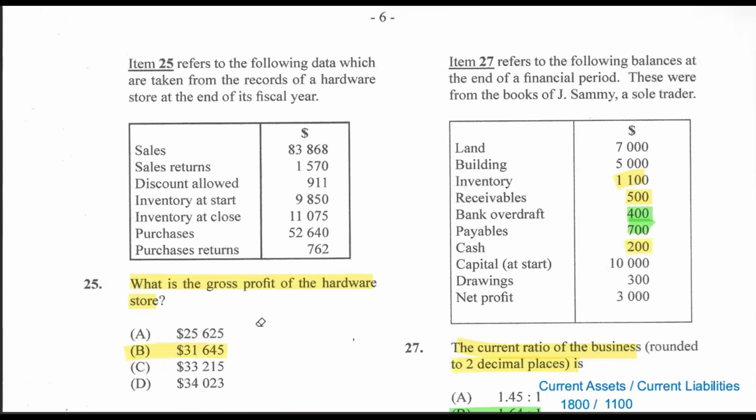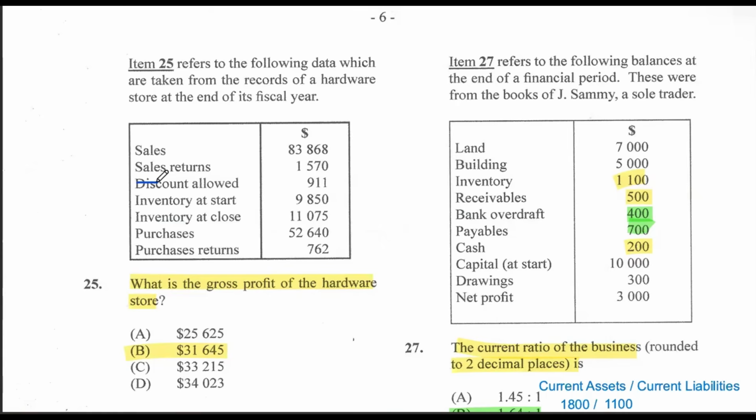Coming up to question 25. What is the gross profit of the hardware store? Now, this is probably the longest question in this paper in terms of calculations. Item 25 refers to the following data, which are taken from the records of a hardware store at the end of the financial year. We have sales, sales returns, discount allowed, opening stock, closing stock, purchases, and then purchase returns. Now, this is for you guys to be able to prepare a trading account extract to show the gross profit. In a trading account, you'll normally have your net sales, subtract your cost of goods sold to give you a gross profit.